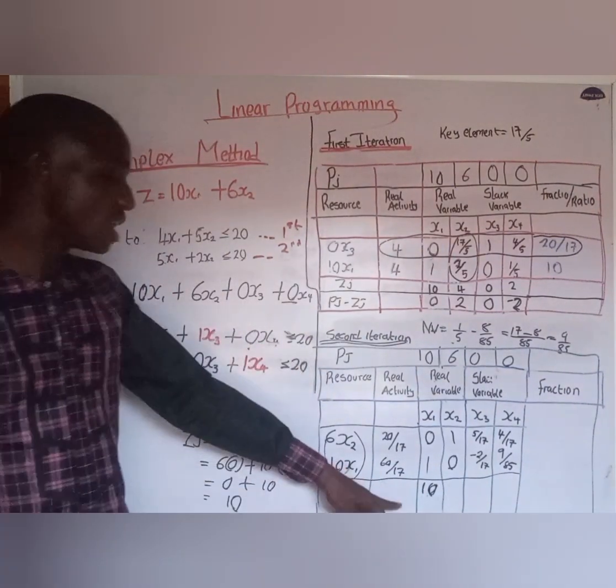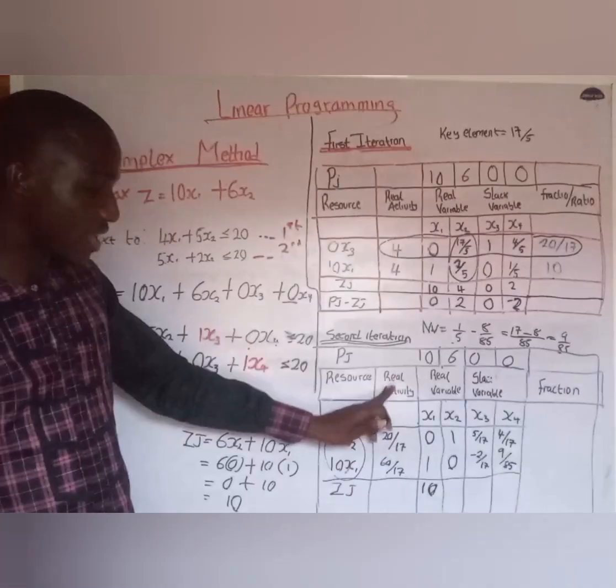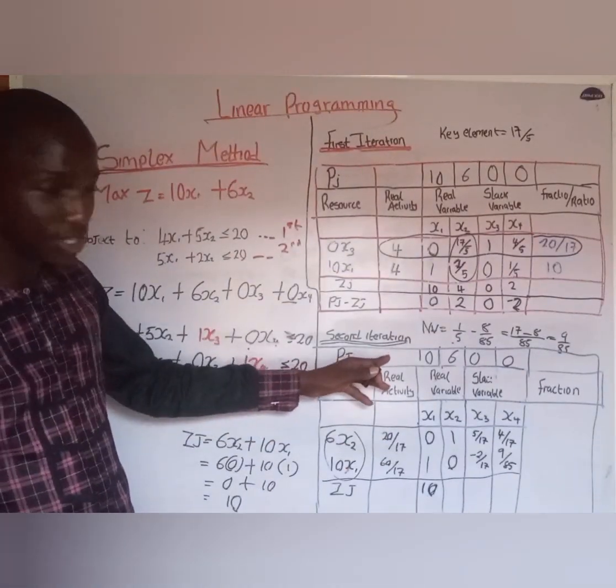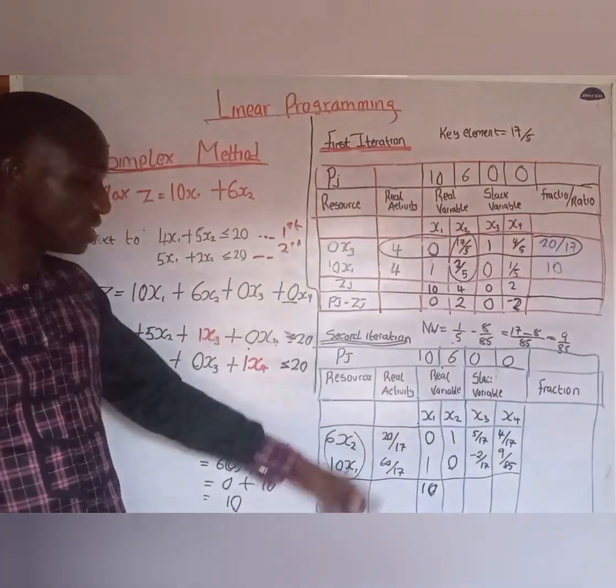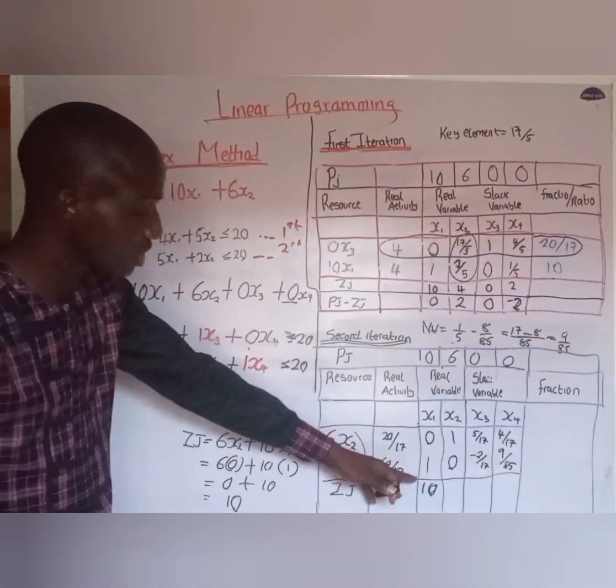The reason why I don't calculate the value of zj for this one, for the real activity, is because it doesn't have any pj. So I don't need the zj of this. So now let's proceed to the x2.